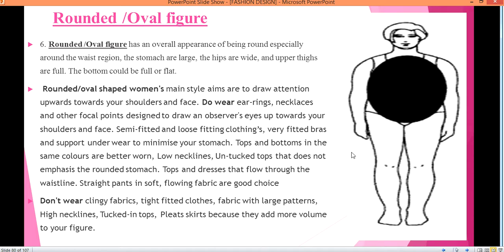Right, so we are aiming attention upwards or towards your shoulders and face. So you're going to wear earrings and necklaces and other focal points designed to draw an observer's eye up towards your shoulders and face, because we want to prevent the viewer from seeing all the fleshy part down there.